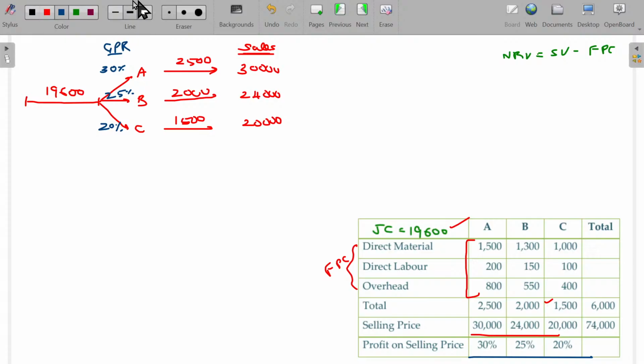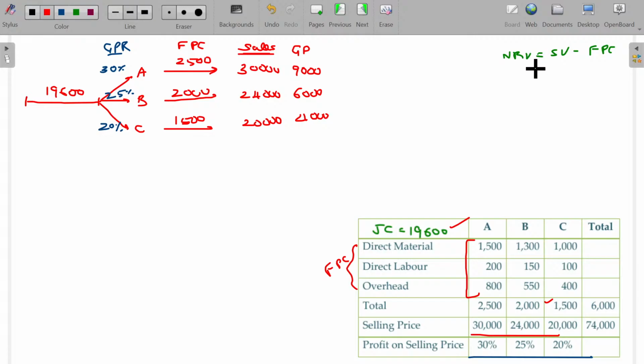Now, find out the GP. What is the GP here? 30,000 into 30%, 9,000. 24,000 into 25%, 6,000 and 4,000. Is that okay? Sales and GP. This is further process cost.